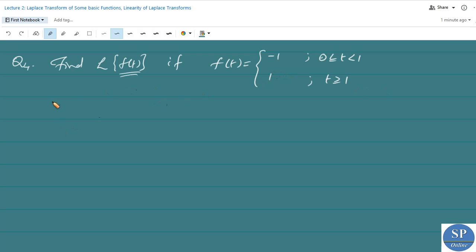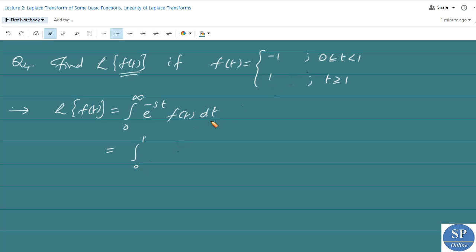So here we can use the definition of the Laplace transform. We know L of f(t), by definition, is nothing but the integral from 0 to infinity of e^(-st) f(t) dt, for f(t) defined for t greater than or equal to 0. So here we are given that the value of f(t) is minus 1 when t varies from 0 to 1. So we can split this integral as the integral from 0 to 1 and 1 to infinity.